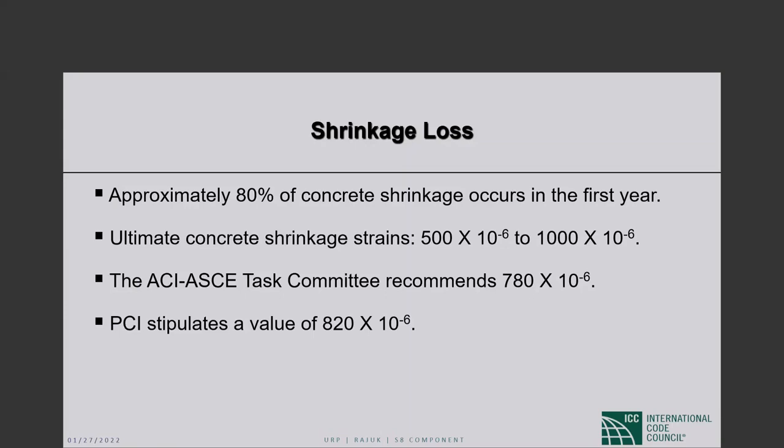So how much loss? This is called the concrete shrinkage strain. It is sort of given to us. The values are here. These values typically vary between 500 to 1000 times 10 to the power minus 6. This is strain, so there is no unit attached to it. Again, that same task committee recommends 780 times 10 to the power minus 6, which you know will be about the midpoint between these two. So I would suggest don't spend too much time on that, just use the approximate value. And PCI stipulates a value of 820 times 10 to the power minus 6. So it's really up to the interpretation which value you want to use.